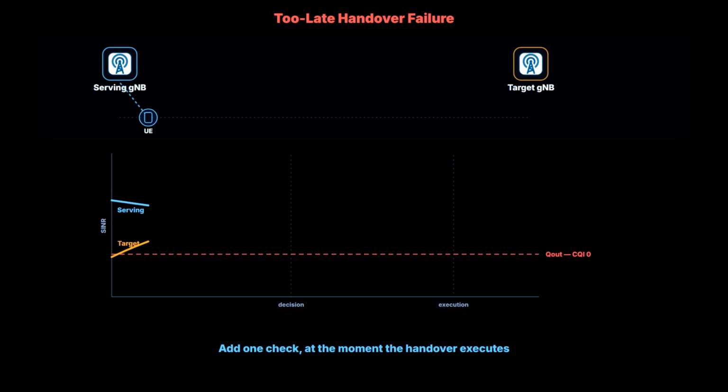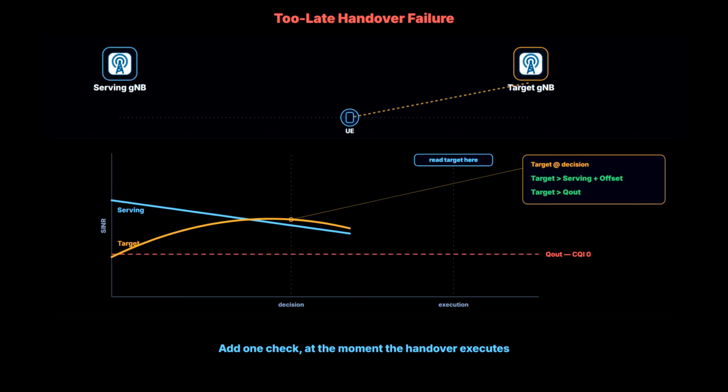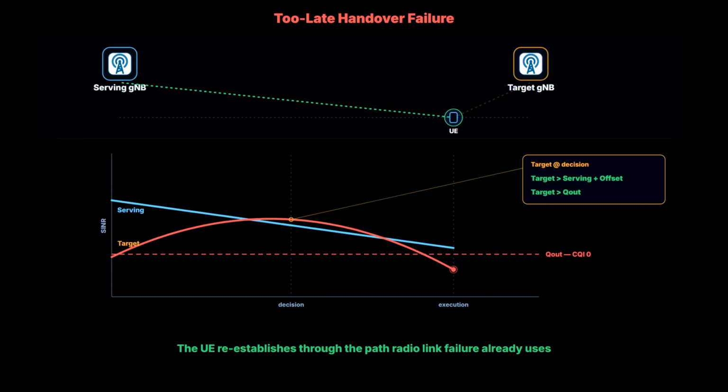One check at the moment the handover executes. Read the target cell as it is right now. Below Q-out, and the handover is aborted instead of completed. The UE releases the source cell and recovers through the path that radio link failure already uses.